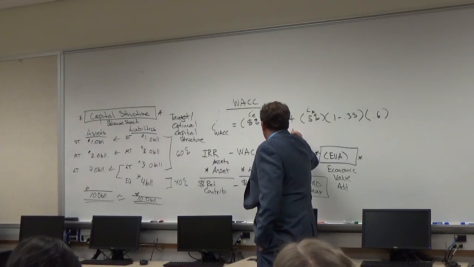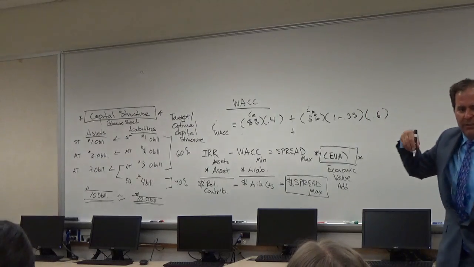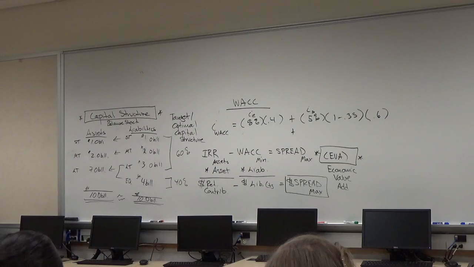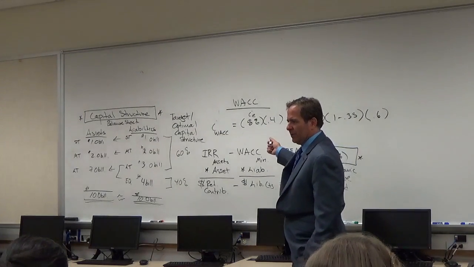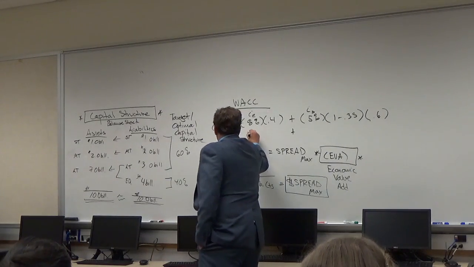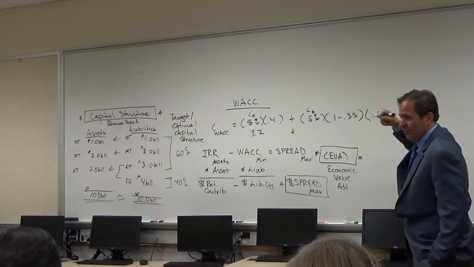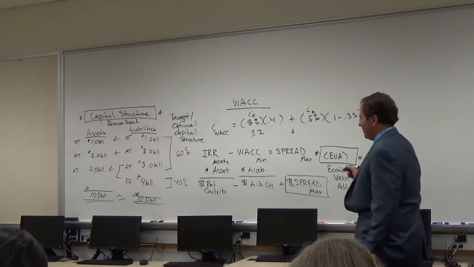We're going to do the before and after the tax shield. Because when you put in the tax shield, it drives down the discount rate, really too low in my view. So what's 8 times 0.4? 3.2. And then what's 5 times 1 minus 0.35 times 0.6? 1.95.